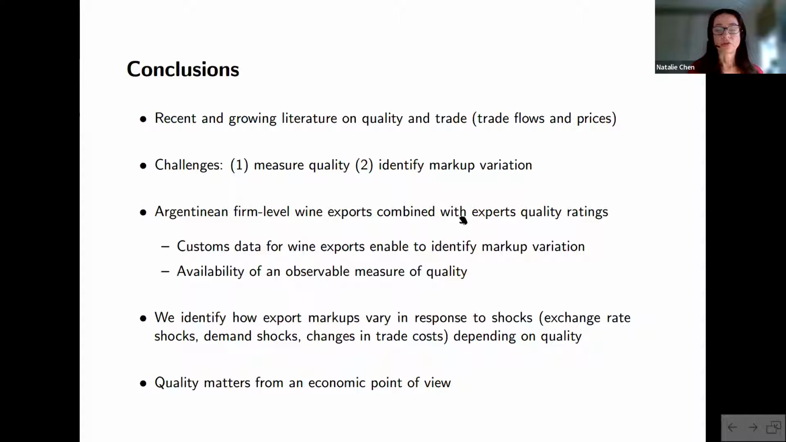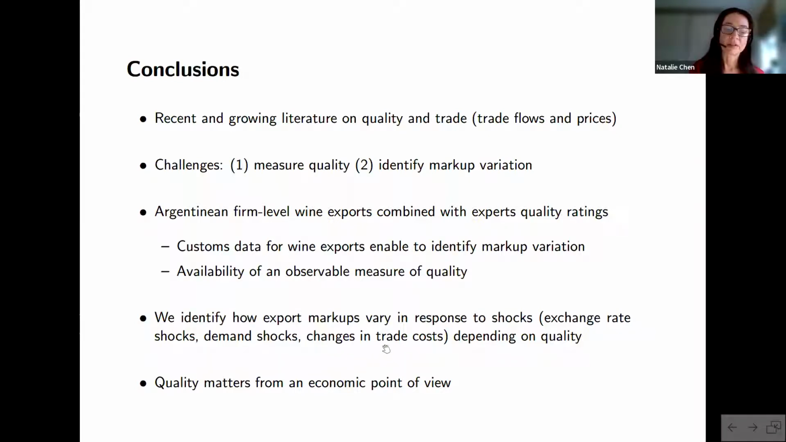So there are two advantages. First, given the level of disaggregation of the data, we can identify the variation in markups, and then we can relate this markup variation to an observable measure of quality. So we use this data to identify how export markups vary in response to different types of shocks. So we used exchange rate shocks, demand shocks. I haven't talked too much about those papers, but we look at those types of shocks.